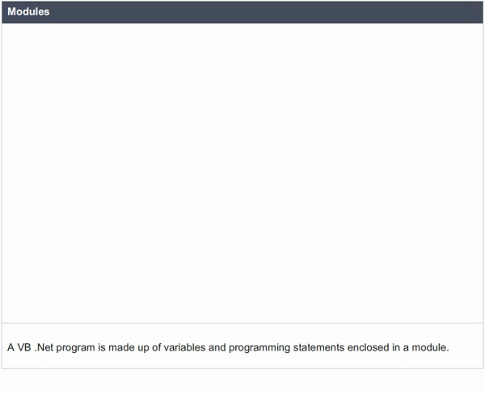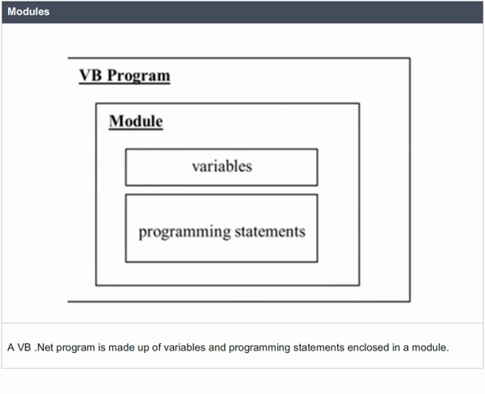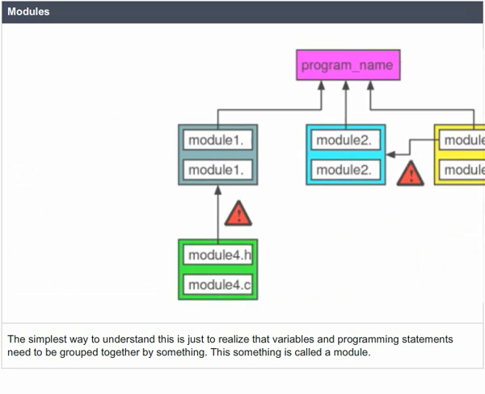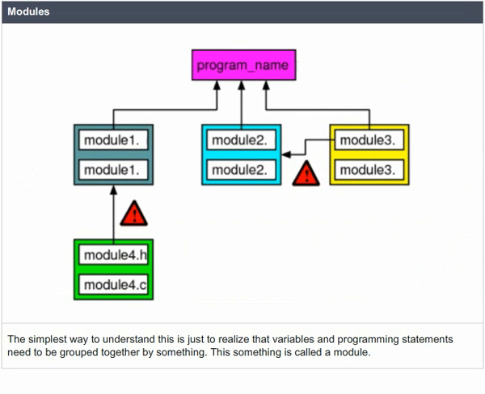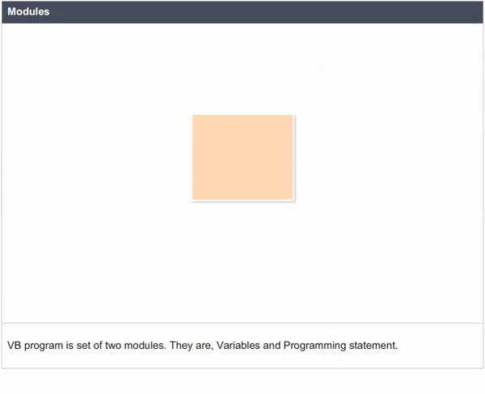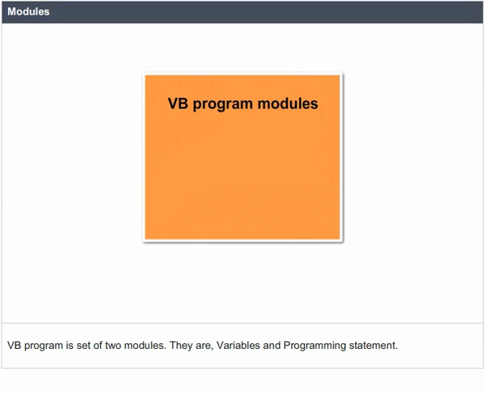Modules. A VB.NET program is made up of variables and programming statements enclosed in a module. The simplest way to understand this is just to realize that variables and programming statements need to be grouped together by something. This something is called a module. A VB program is a set of two modules. They are variables and programming statements.